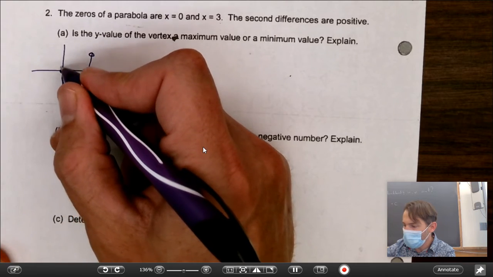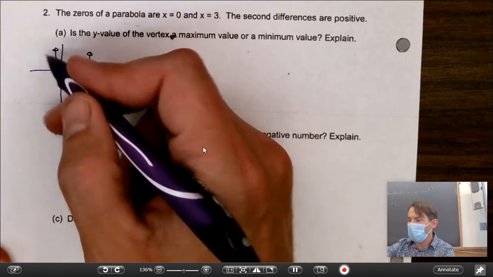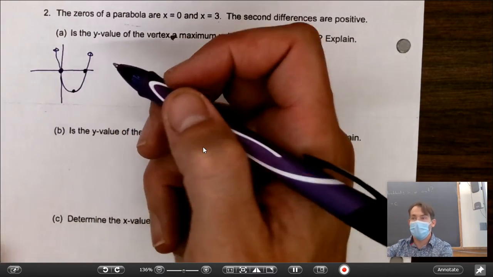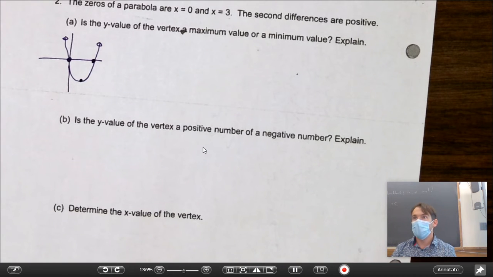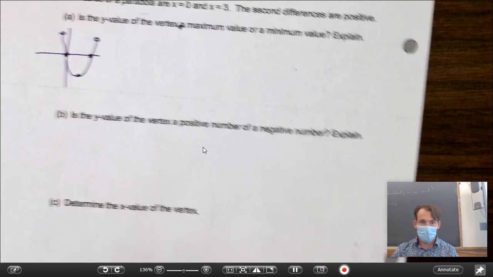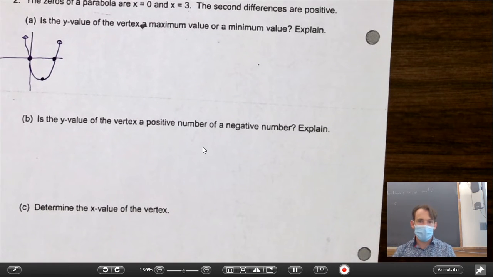Now, you want to be able to draw these sketches, but you also want to start being able to visualize these in your mind. So when you see a parabola, visualize it. If I tell you it opens upwards, see the parabola in your mind opening upwards. If I tell you it opens downwards, see an umbrella. Okay. So is the y value a maximum or a minimum value in this case? It's going to be a minimum.